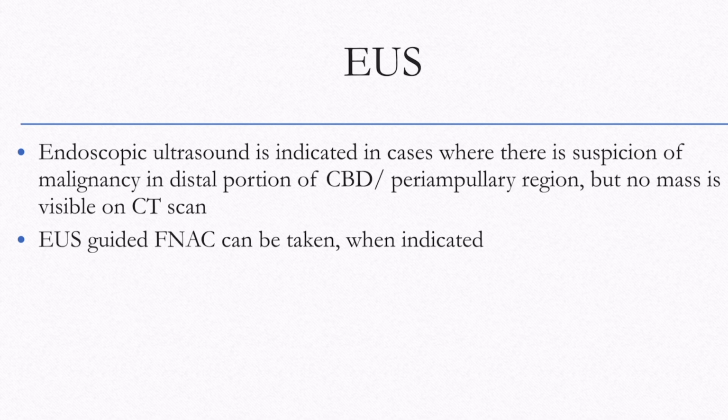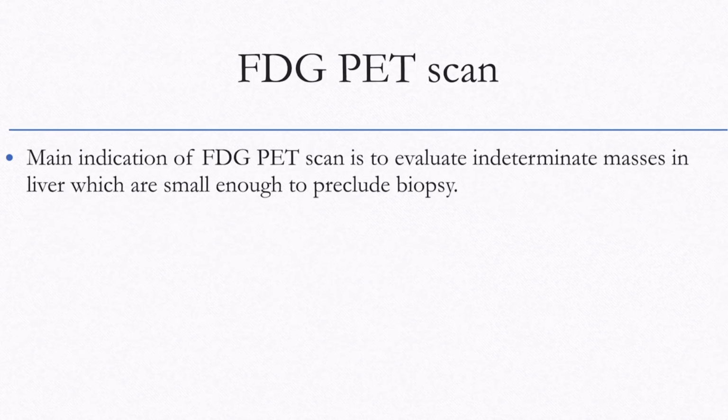Endoscopic ultrasound is indicated in cases where there is suspicion of malignancy in distal portion of CBD or periampullary region, but no mass is visible on CT scan. EUS-guided FNAC can be taken when indicated. Main indication of FDG PET scan is to evaluate indeterminate masses in liver which are small enough to preclude biopsy.